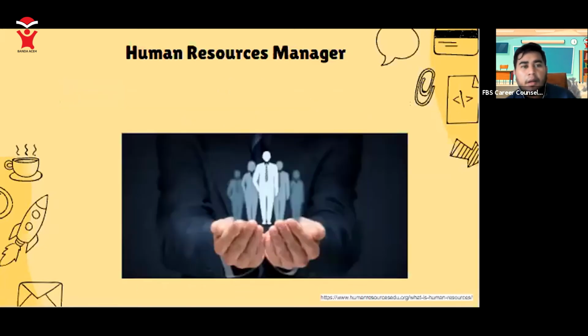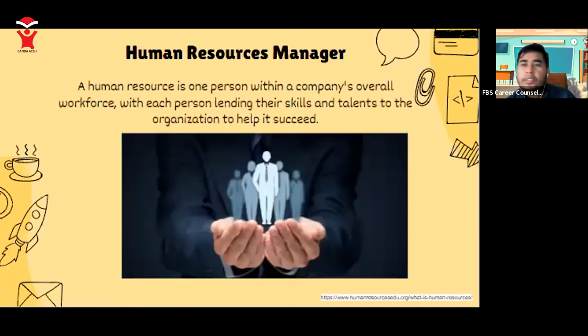And then another job of this human resources manager is that they have people lending their skills and talents to the organization to have it succeed. So overall, we call the people who are working in a certain company the human resources. So the job of the manager is how to manage them so that they can give their skills and talents to the maximum output, so that they can help the organization or the company to become a success. So this is, in general, what the human resources manager does.